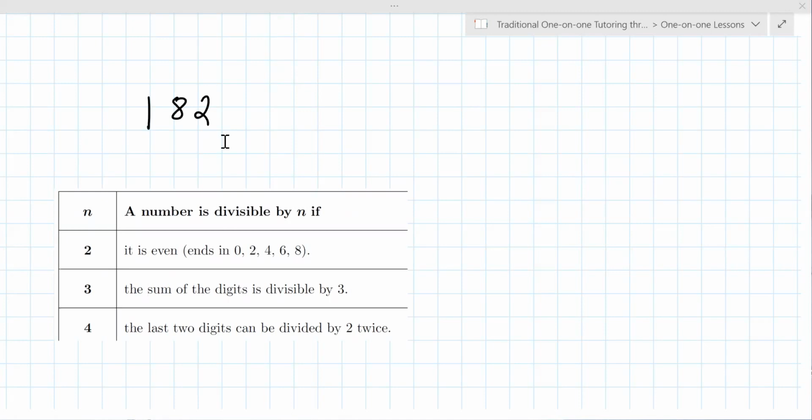What is the last digit of this number? 2. Is 2 in this list? Yes, it's right there. So yes, it is even. The next thing for 3: the sum of the digits is divisible by 3. So I want you to add up these 3 digits.